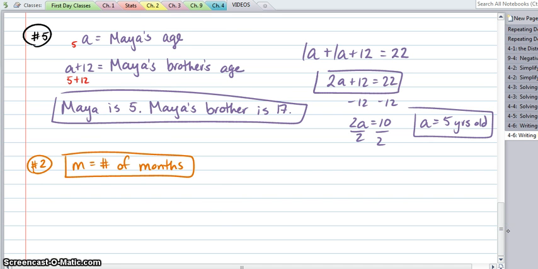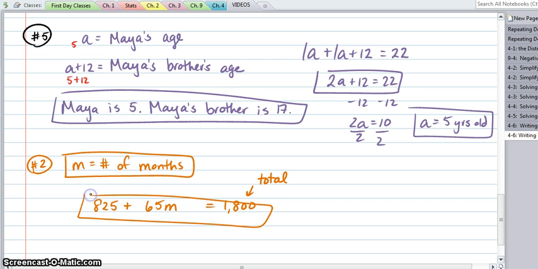Now we want to look for that total. He wants a total of $1,800. So that total is going to be by itself on one side of the equation. He already has some money in the account. So let's see, he has $825. And what's he going to be doing to that account? He's going to be adding money into the account. Let's see, it's going to be $65 per month. So $65 for every month, because after 1 month he's just put in 65. After 2 months I'd have to do 2 times 65. After 3 months it's 3 times 65. So that's why it's multiplication. This gives us our equation.